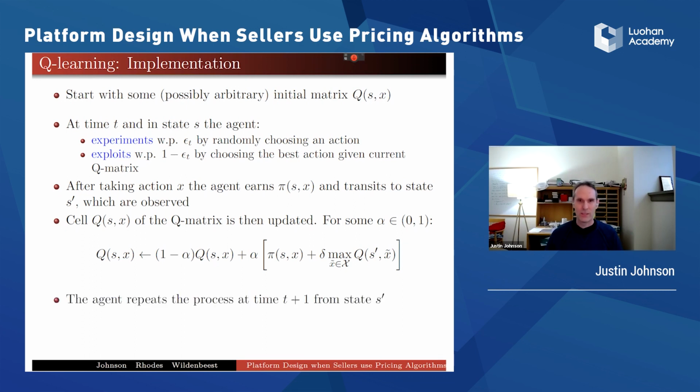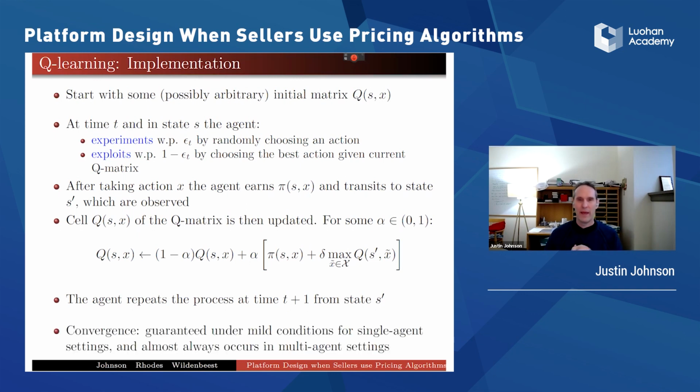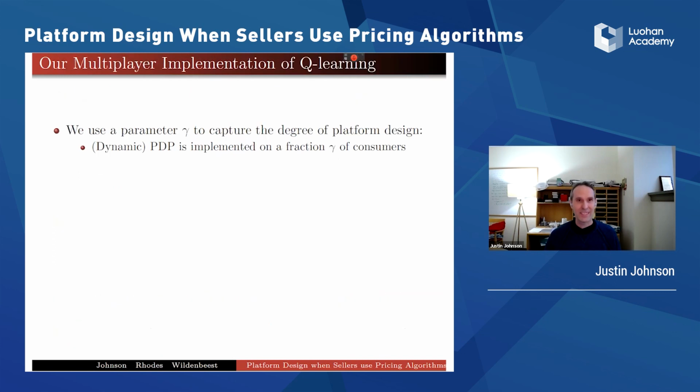And so the good news is that if you just repeat this process iteratively, then under mild assumptions, you're actually guaranteed to converge to the true optimal solution in a single agent setting. And in multi-agent settings, it's more complicated, but we'll show that you at least always get convergence in the settings that we look at, okay? So this is exactly the type of algorithm that we're going to use.